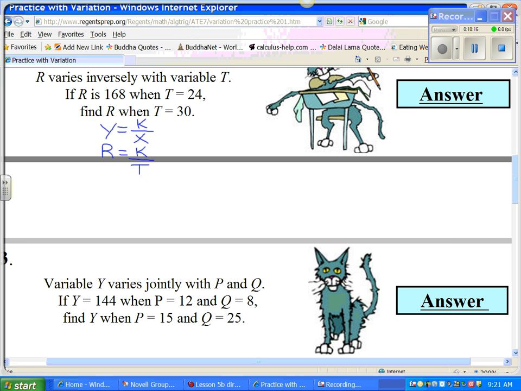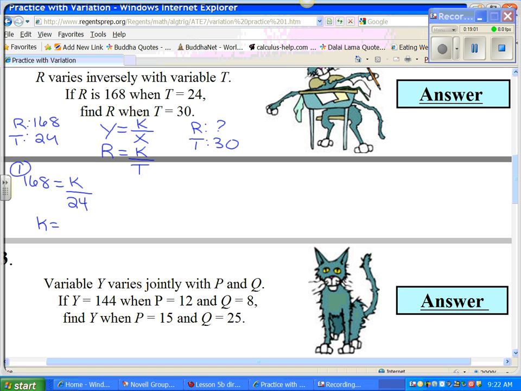Okay, step one, we got to find what? Before we do that, we need to set up our pairs. So r and t. What was my original r? Good, my original t. Good. R? We don't know. T? Good. Okay, so we got our pairs set up. We know our equation. First step, find k. So r equals k over t is the formula we're using. We know r, 168. We know t, 24.